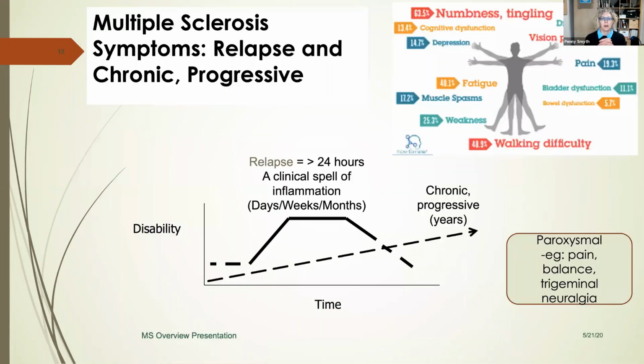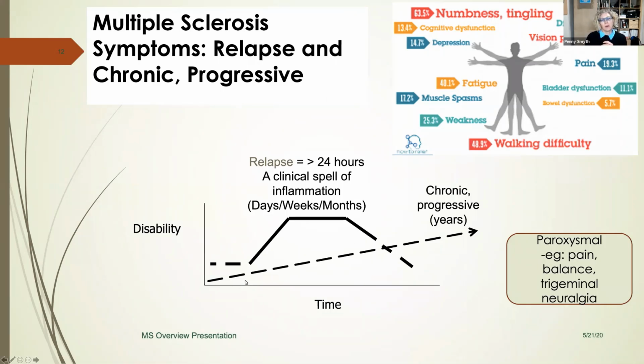So if you want to break down the multiple sclerosis symptoms, you have the relapse, which, as I talked about, was a clinical event of inflammation. And that's where symptoms come on over days to weeks to months, reach a plateau, and then typically get better, either right back to normal or not quite back to normal. And that's the clinical repair process that goes on.